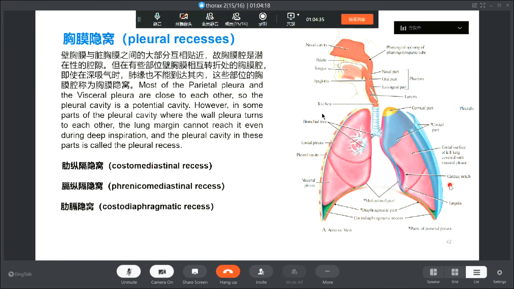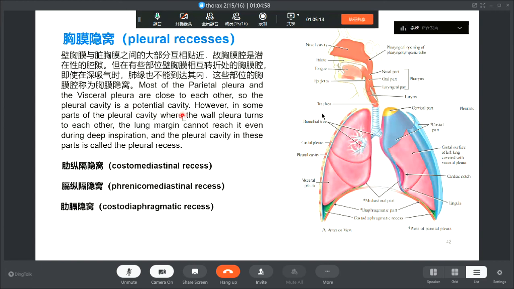Between the two membranes, there is a cavity, and we give its name as the pleural cavity. The visceral and the parietal pleura are close to each other. So the pleural cavity is a potential cavity.